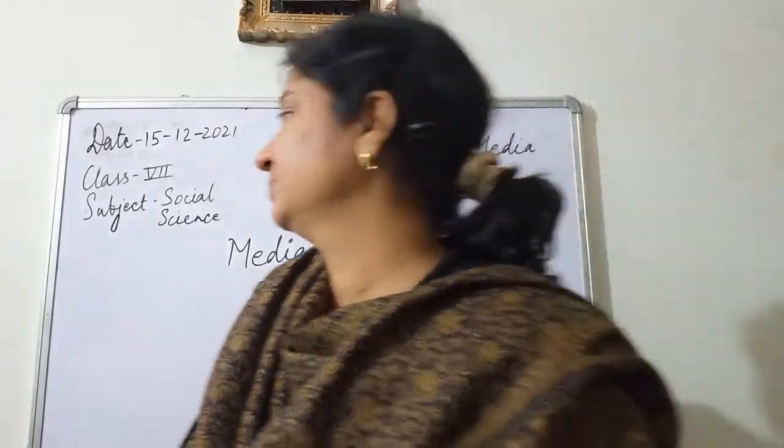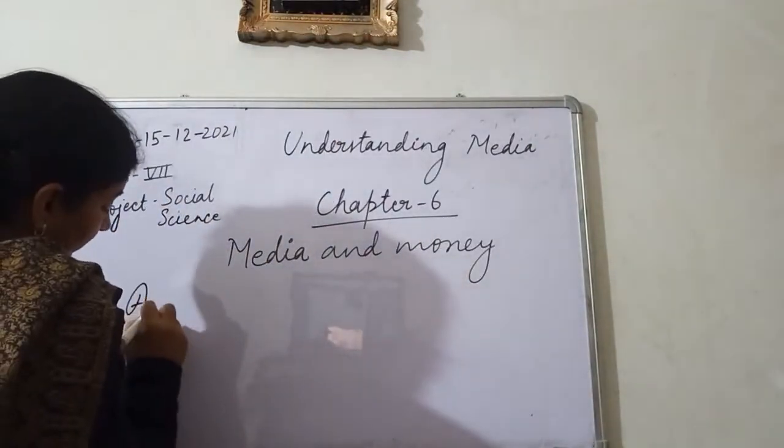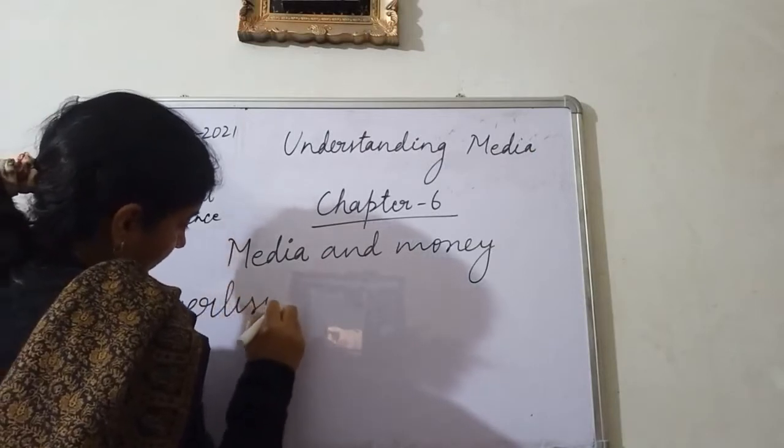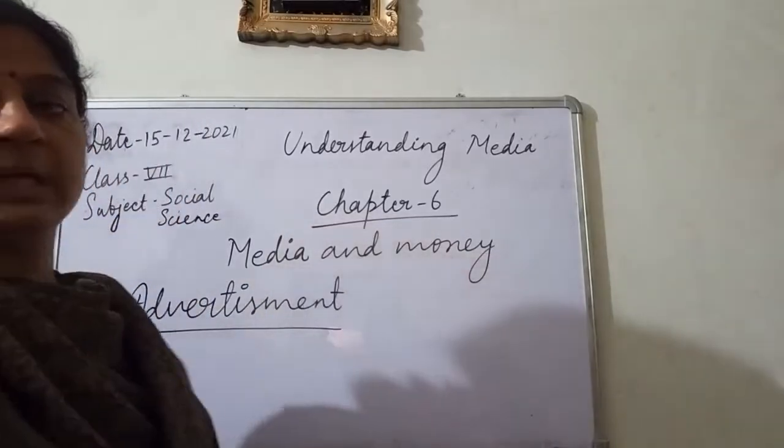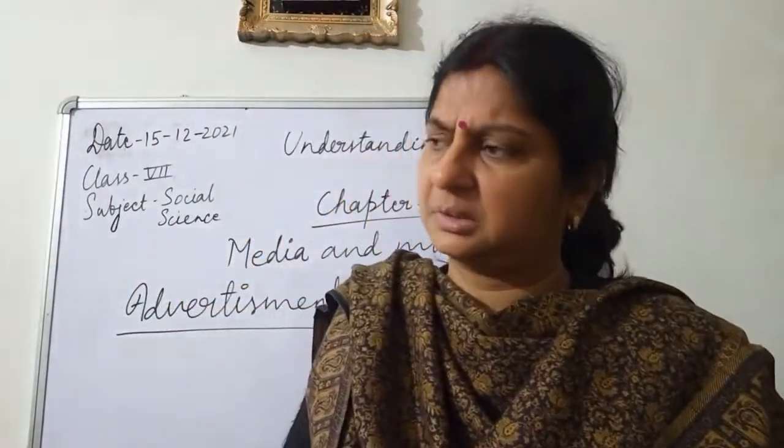So they think of making money, and one of the most important ways through which money can be made by this media is advertisement. Advertisement is a way through which media earns money, and so many things are advertised by media, like cars, chocolates, clothes, mobile phones, and so many things. You see advertisements on TV, and in newspapers also advertisements are there.